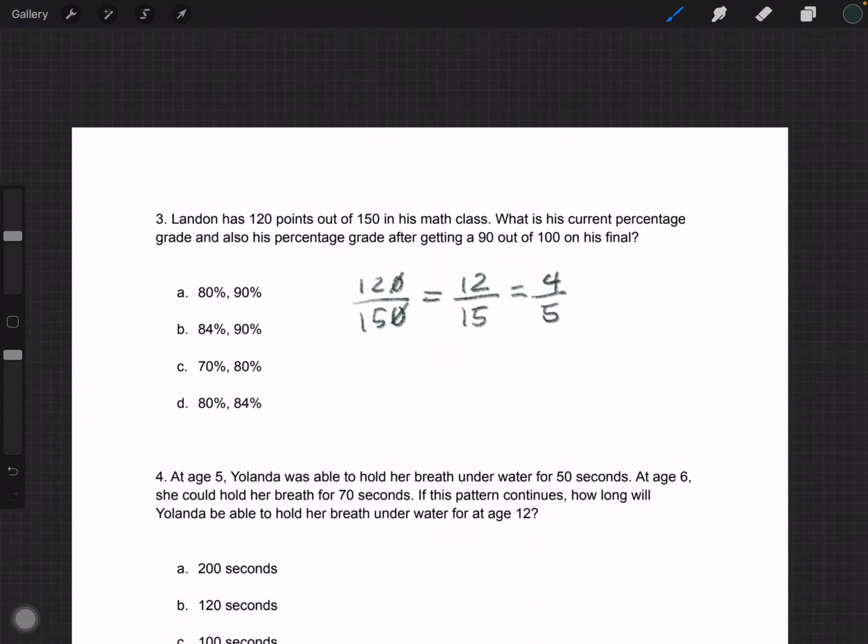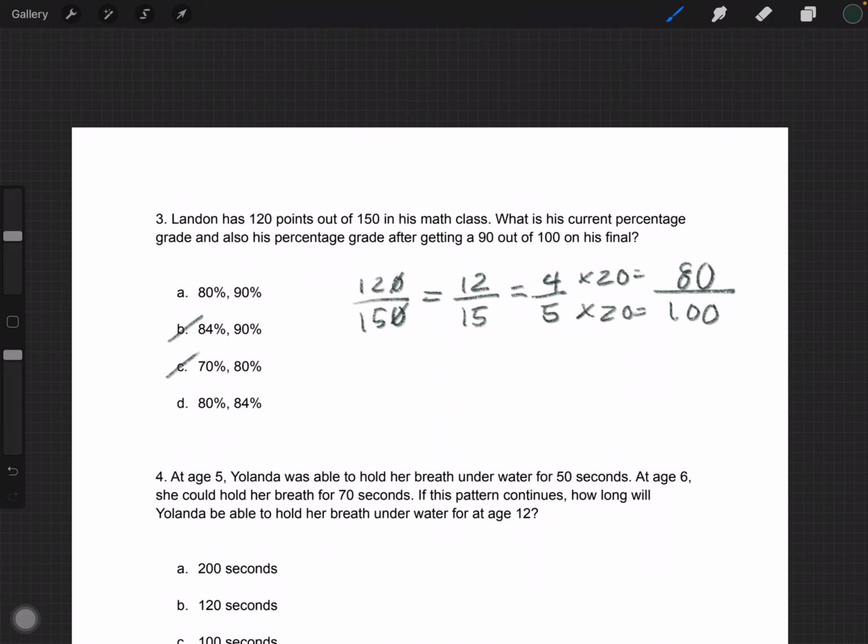Now, in 100, there are 5s, 20 of them, and so you want to multiply by 20. And you get 4 times 20 is equal to 80. And so 80 out of 100 we know is 80%. So this eliminates these two because his current grade is an 80, so it's either A or D.